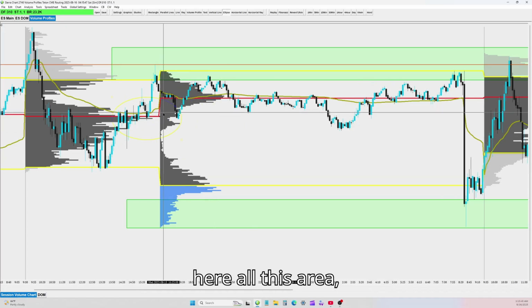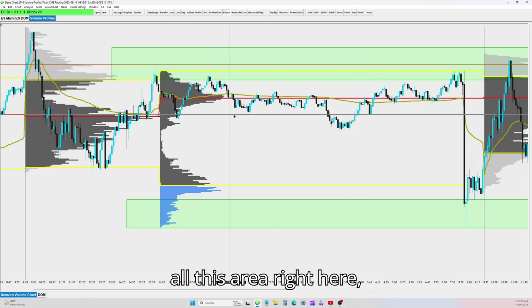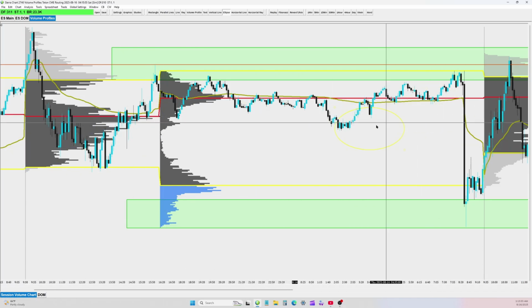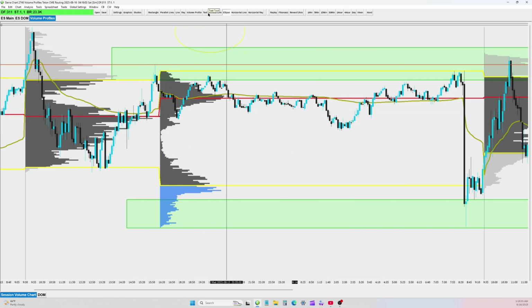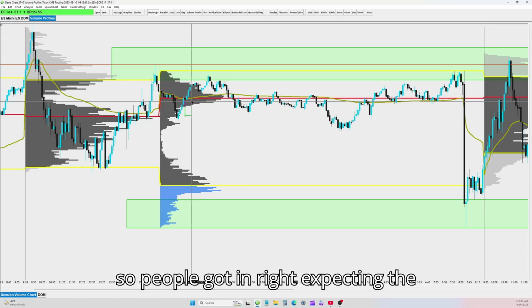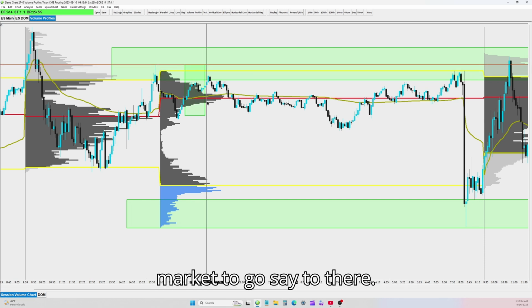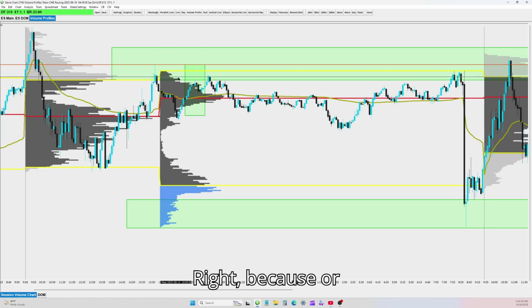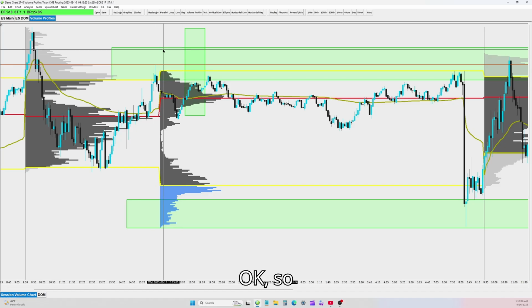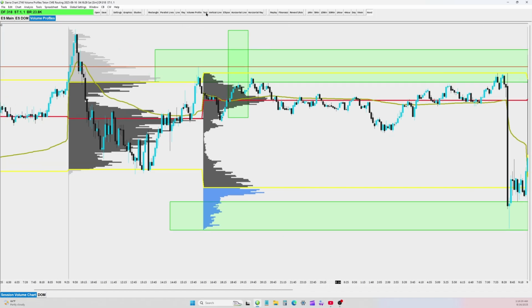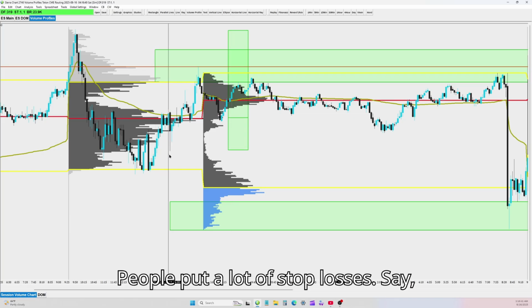Okay, so here, all this area right here, there's stop losses that people put. So people got in, right, expecting the market to go, say, to there, or even better, to right here, okay? So people put stop losses. People put a lot of stop losses.